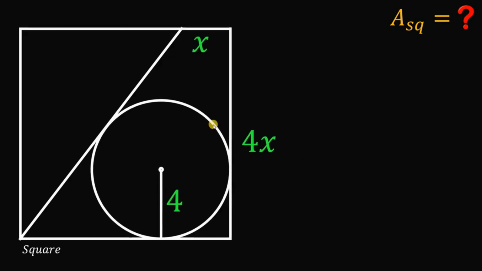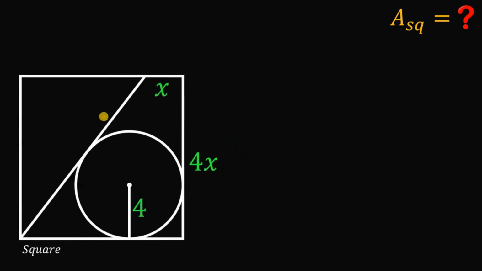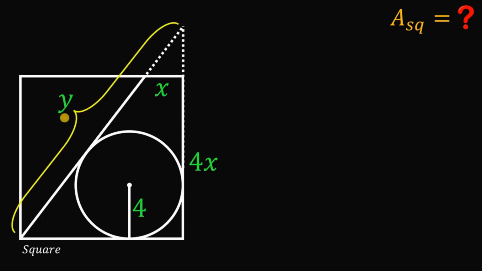So to start with, let's shrink this figure, and then let's extend this segment right here, and let's extend the side length of the square like this. So now, let's call this total segment y. Why not? And since it is a square, all of these sides must be equal to 4x.